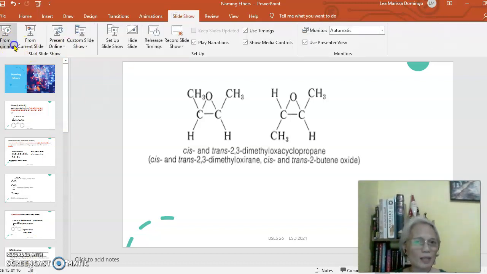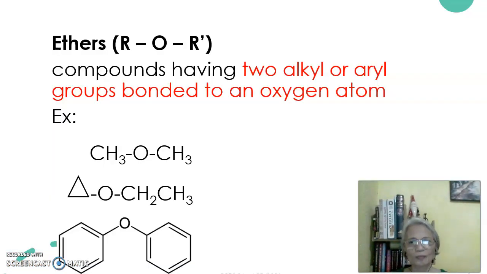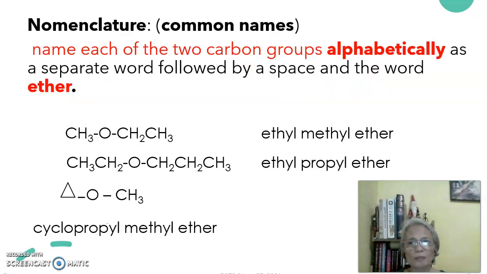And the presentation is about naming ethers. So ethers are organic compounds having two alkyl or aryl groups bonded to an oxygen atom. So ethers are actually derivatives of alcohol. Remember, yung alcohol ay ROH. So if we replace hydrogen with the same R or another alkyl or aryl group, then we have ethers. So we have here examples of ethers.